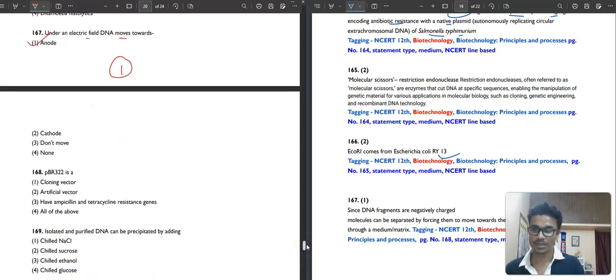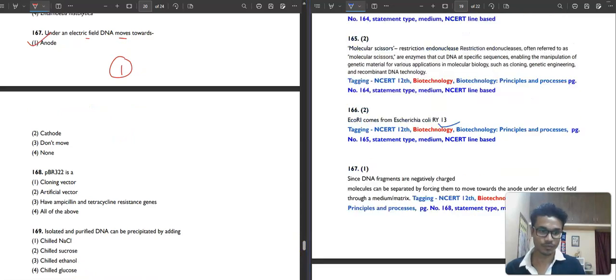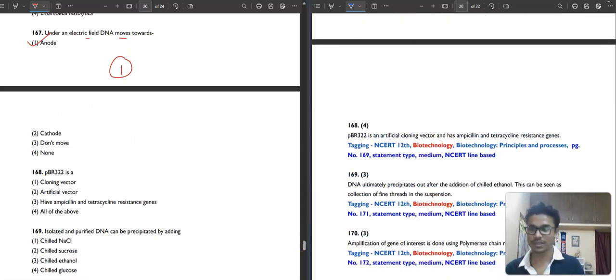Question number 168. It is saying that pBR322 is a cloning vector, an artificial vector, and has ampicillin and tetracycline resistance genes. So pBR322 is basically your cloning vector and has ampicillin and tetracycline resistance genes. So here definitely the fourth option is your correct answer.